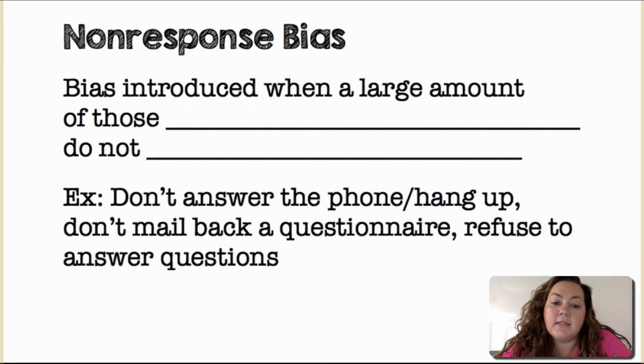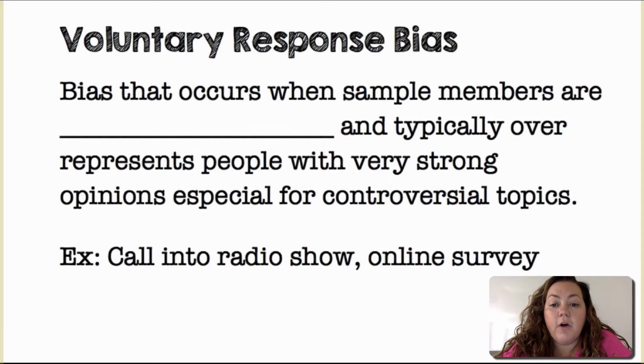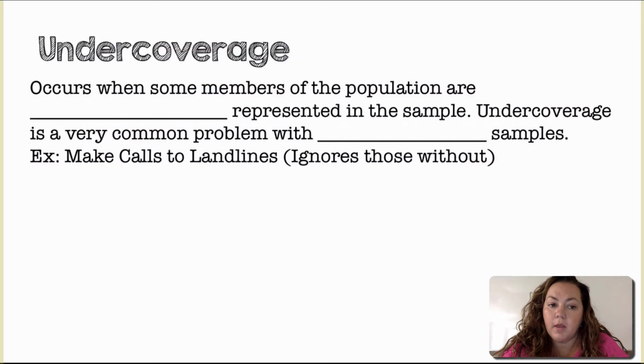Non-response bias is bias introduced when a large amount of those chosen for the sample do not participate. So if you don't answer the phone, or you hang up, you don't mail back a questionnaire, or you just refuse to answer the questions, that would be non-response. Voluntary response bias is bias that occurs when sample members are self-selected and typically overrepresents people with very strong opinions, especially for controversial topics. So call into the radio show, an online survey.